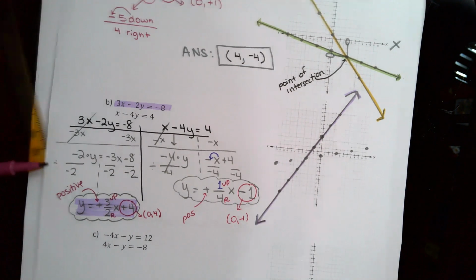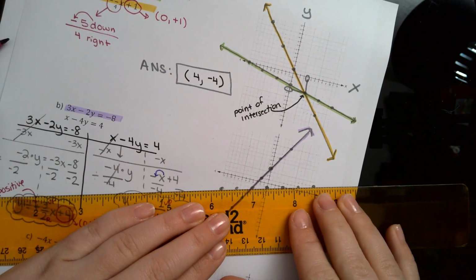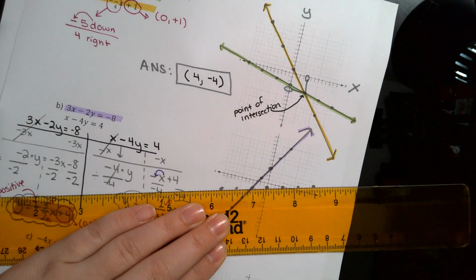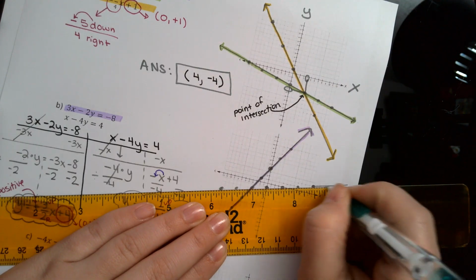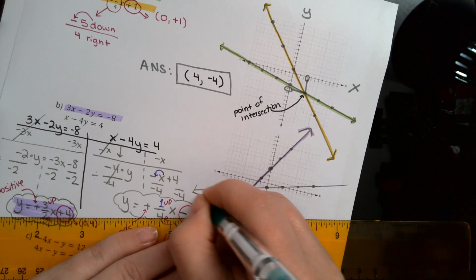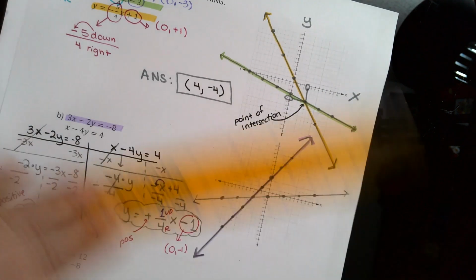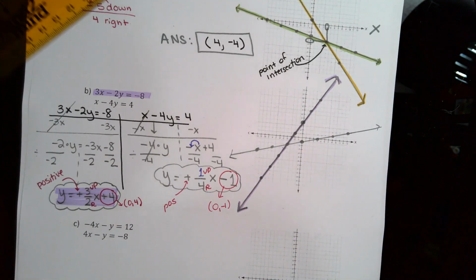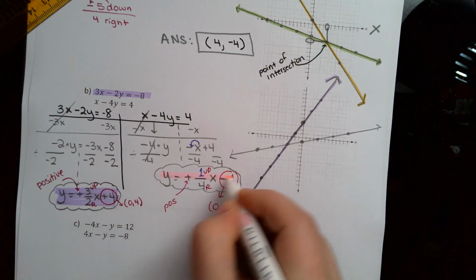Using your ruler, the trick is to place your ruler a little below or a little bit above your points. That way, when you actually are graphing, your pencil could be on the dots. Okay, let's make this one pink.